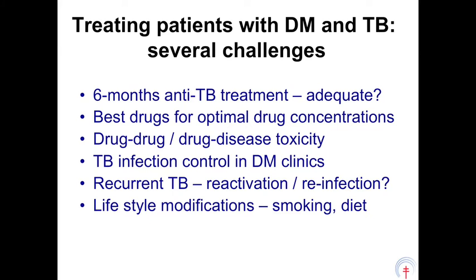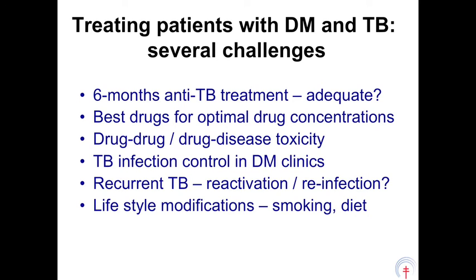In terms of treatment, we also have several challenges. Now, all TB patients globally now get 6 months of anti-TB treatment for drug-susceptible disease. So the question is, is this adequate? There's some preliminary evidence, not great, that 9 months is better than 6 months. This needs to be studied. What are the best drugs for optimal drug concentrations, knowing that rifampicin has an effect on oral sulfonylureas and reduces their concentrations? We have drug disease toxicity.